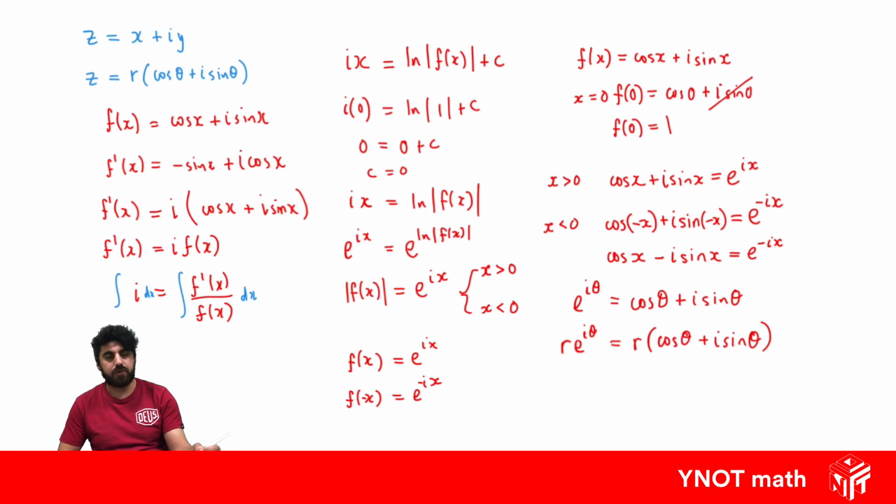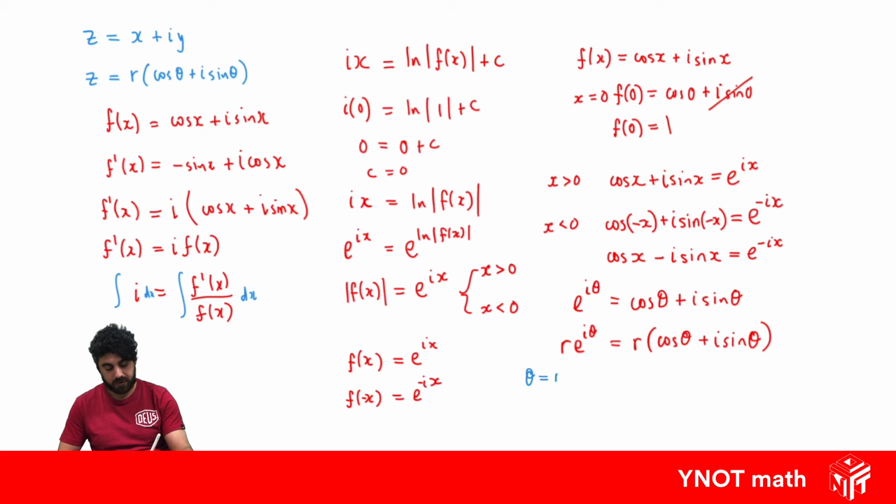So now we have another way to represent a complex number. We can take the modulus of the complex number and multiply it by e to the power of i times its argument. And this is known as Euler's formula. And one of the best formulas in math is if you sub in theta equals pi.